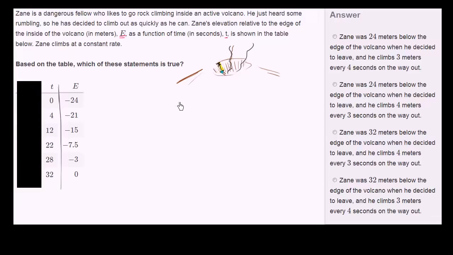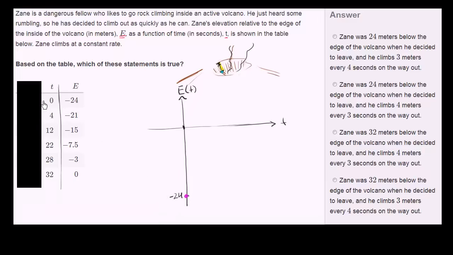And we could even plot this in a graph. So let's say this is his elevation relative to the edge, and it is a function of time. It is negative most of this time, so I'm going to make the t-axis a little bit higher. So it looks something like that. That's our t-axis. And when t is equal to 0, we see that his elevation is negative 24 meters. So this is right here at 0 seconds.